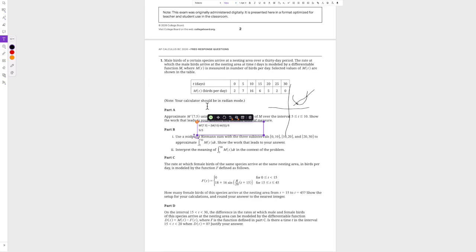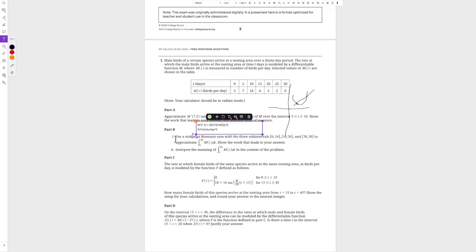But is it our final answer? We don't have any units. Remember that m of t is measured in birds per day, and m prime of t is the derivative of m of t with respect to time. This means that the units for this are going to be birds per day squared. And there you go, that's the answer for part A.